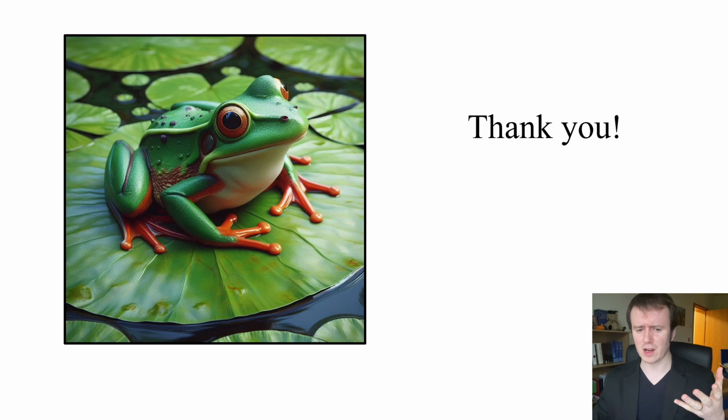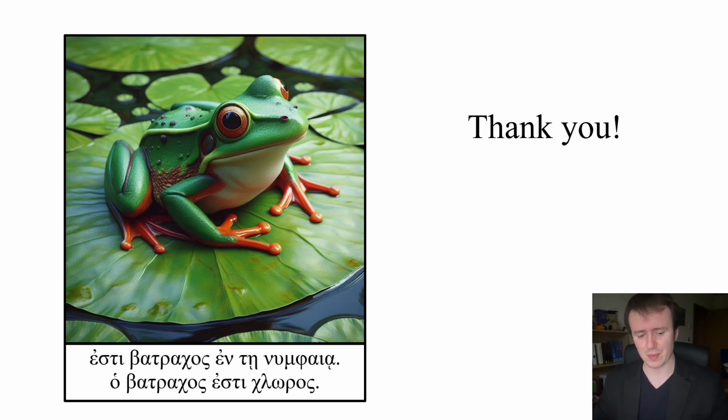But for now, I have put an ancient Greek frog. Well, I said he's ancient Greek. It's not actually clear that he's in ancient Greece here. We can imagine that he's in ancient Greece. In any case, there's a frog on the screen, okay? And we could caption this image of this lovely frog as follows. Esti batrachos en tei numphai, ho batrachos esti chloros. Meaning, there is a frog on the lily. The frog is green.